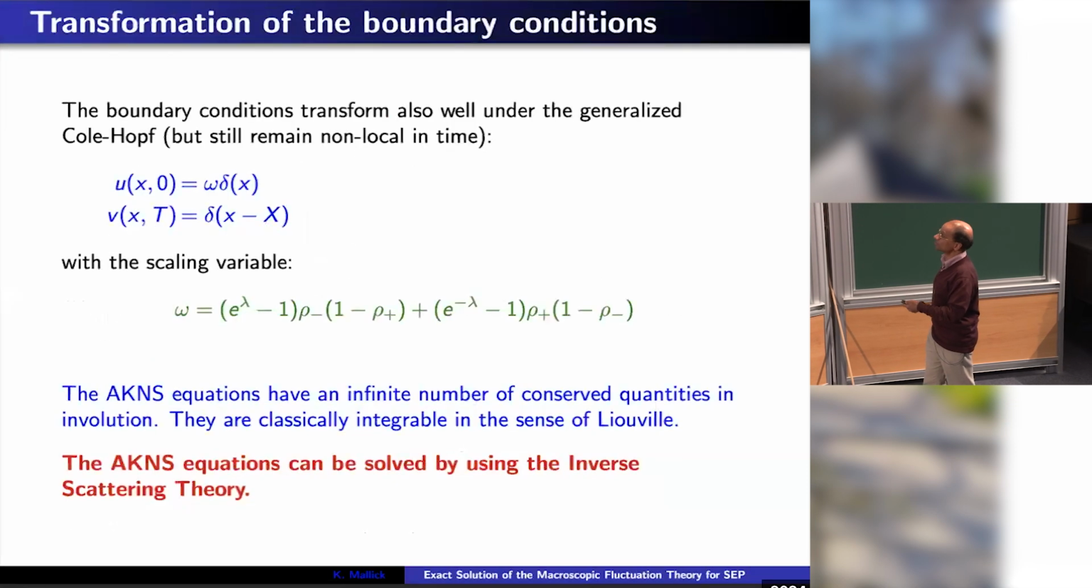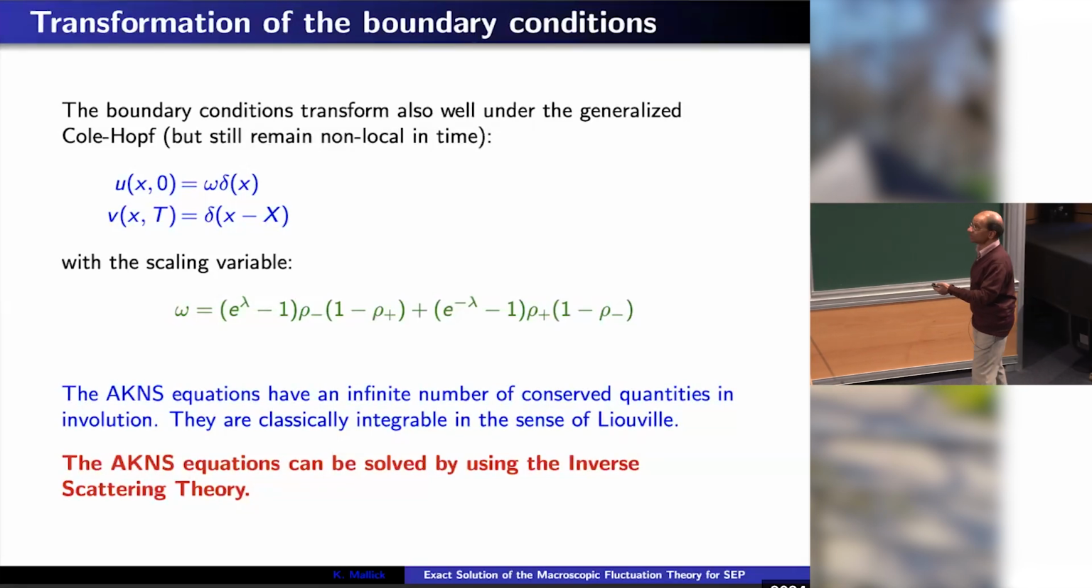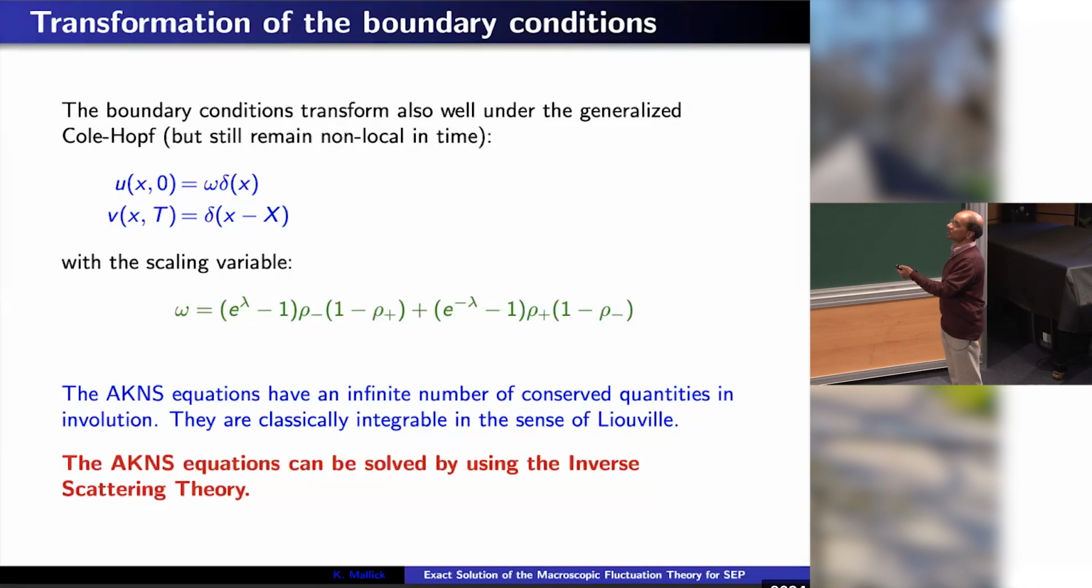Anyway, this works. And the second miracle, which is maybe the greatest miracle, is that the boundary conditions, which looked quite awful in terms of the initial rho and h variables, become just delta functions. Okay, it's non-local. You define the function u at initial time, the function v at final time, but just with delta functions.